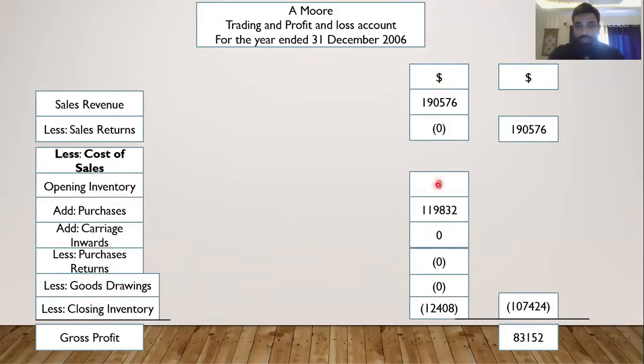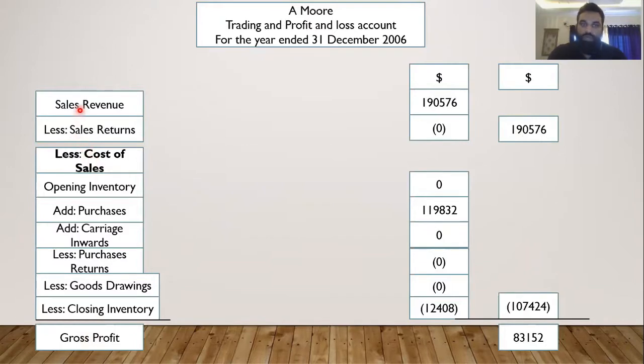So see, the workings are in this column, here, here, here, here, here. And the cost of sales is in the right column. Then turnover minus cost of sales will give us gross profit. We will clearly write gross profit. Never write words like GP or COS here or SR here.